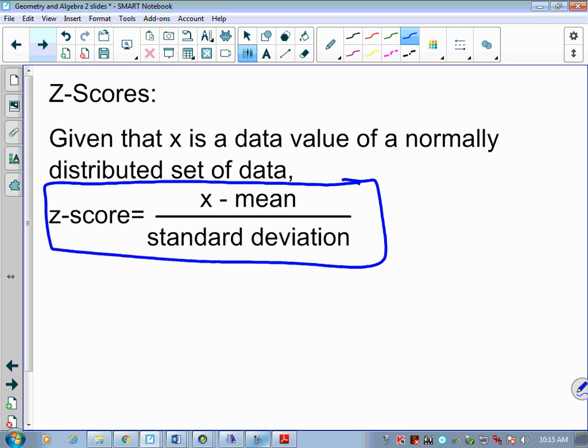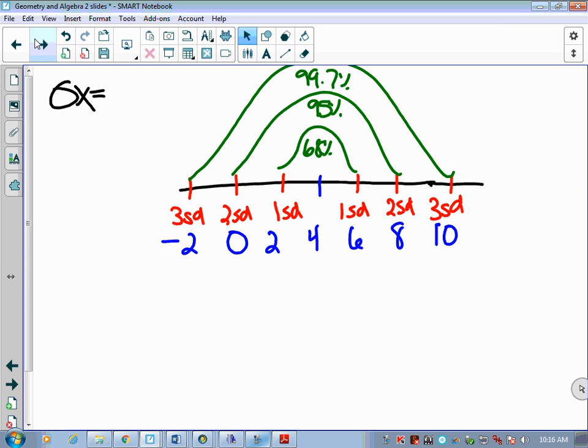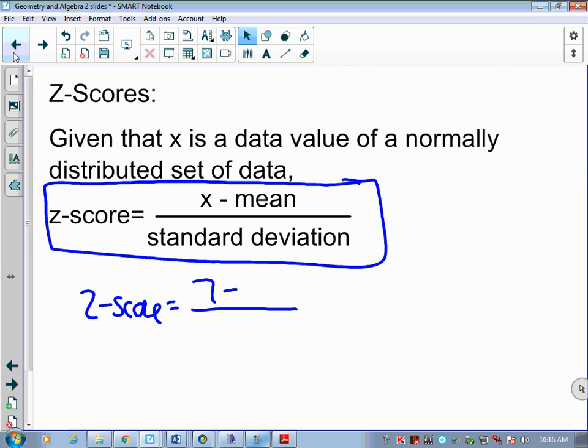Okay? So let's go back to our other question, for instance. Let's say that I wanted to know what the z-score of 7 was. So the z-score is going to be equal to 7 minus, what was my mean? You remember? What's my mean here? 4. So I'm going to do 7 minus 4 divided by, what was my standard deviation?